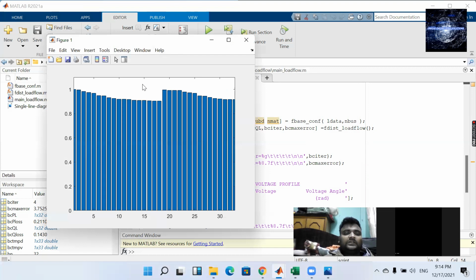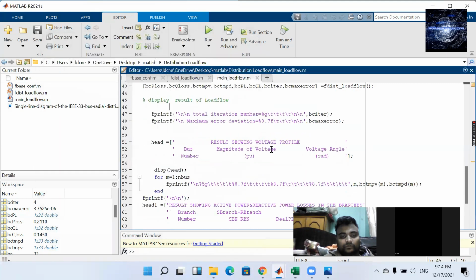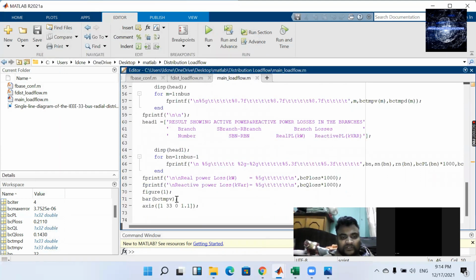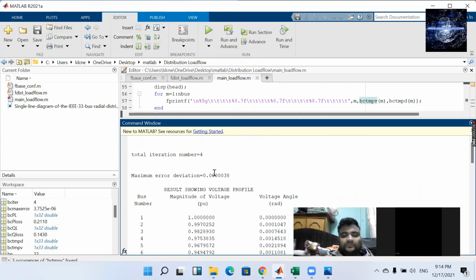Again, one thing I forgot to mention, that is we have also plotted the bar graph of voltage. That is here. The X-axis is 1 to 33 because there are 33 buses, and the value on the Y-axis is from 0 to 1.1. And here is the result. How many iterations do we have? It took only 4 iterations. The maximum error is this much only.